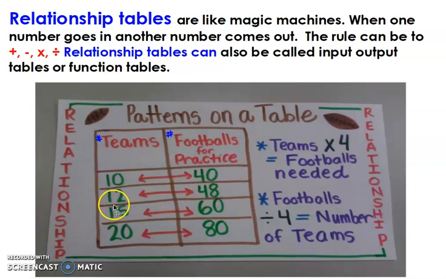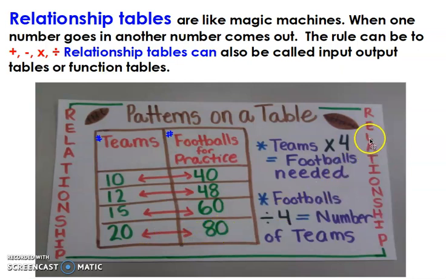So when I'm thinking about my relationship tables, everything I do to this line, I have to do to this line, and this line, and this line. So the relationship is still the same. So 15 times 4, I can check on paper and pencil, and oh, it is 60. And 20 times 4, if I multiply on paper and pencil, oh, it is 80.